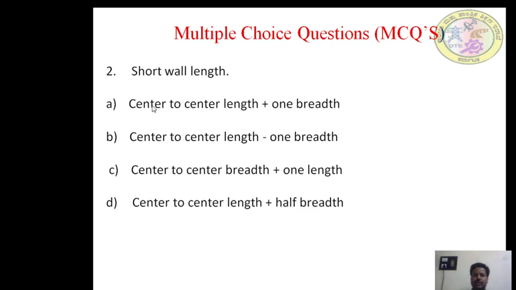Short wall length equals center to center length plus 1 breadth, center to center length plus or minus 1 breadth, or center to center breadth plus 1 length. So we consider center to center length minus 1 breadth.